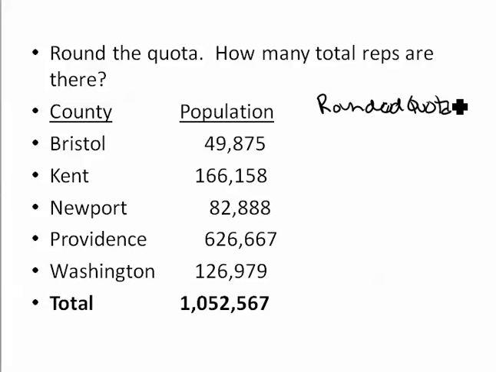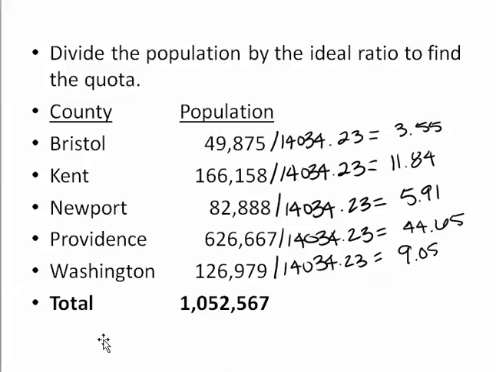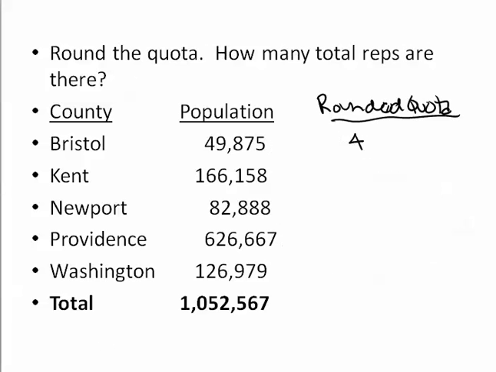So looking back in the video, before we had 3.55 as our quota for Bristol County. We're going to round that up and say Bristol gets 4 seats. Kent had 11.84, which means we're going to round, and that would also go up to 12 seats. Newport was 5.91, which would give them 6 seats. Providence was 44.65, which again rounds up to 45. And Washington was 9.05, which rounds down to 9.